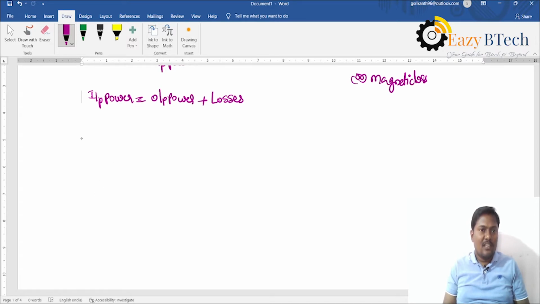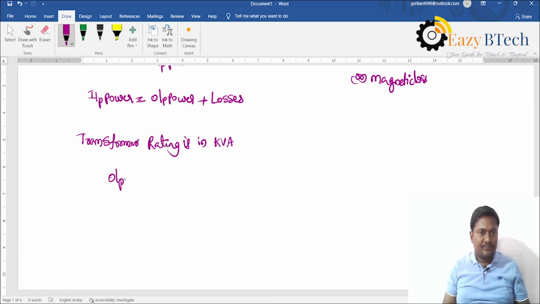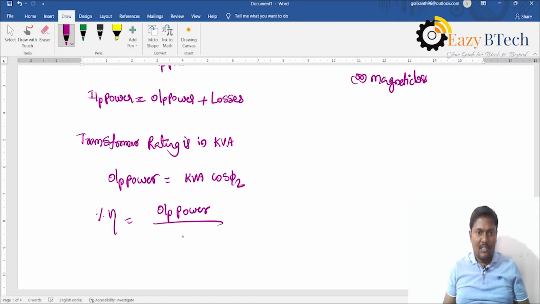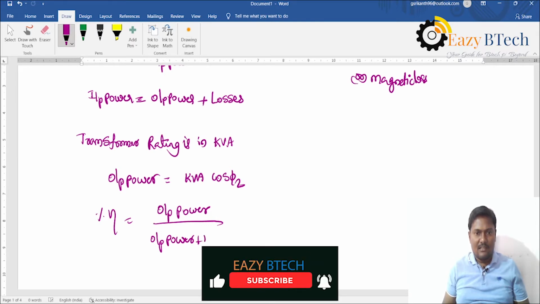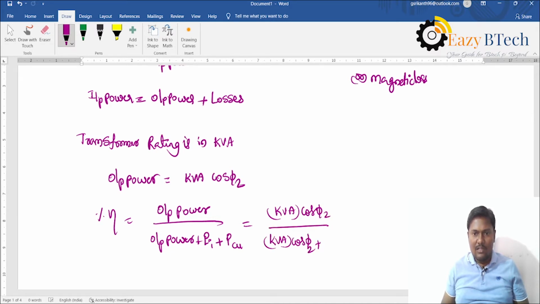Generally, the transformer rating is in kVA. So output power is equal to kVA into cos phi 2. If you substitute here, percentage efficiency is output power divided by output power plus losses. In that we are having two major losses, iron losses plus copper losses, full load copper losses, so kVA into cos phi 2 divided by kVA cos phi 2 plus iron losses plus copper losses, multiplied with 100.